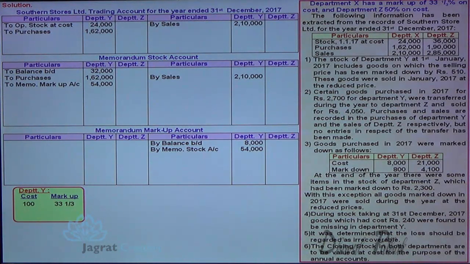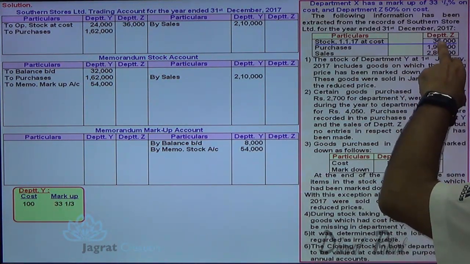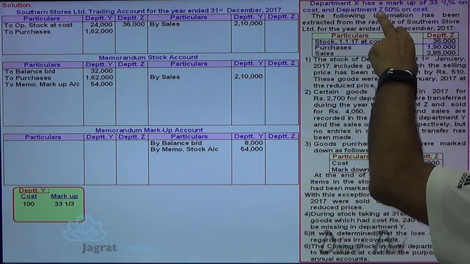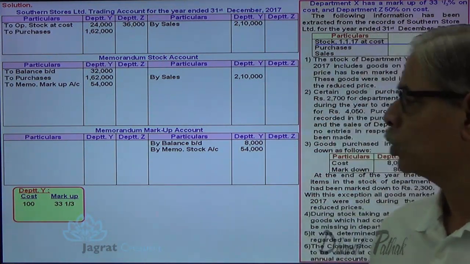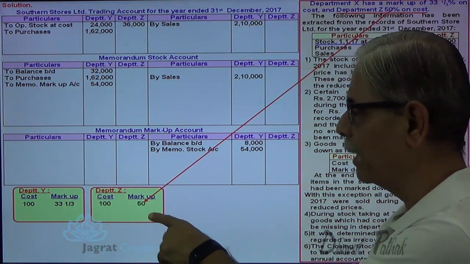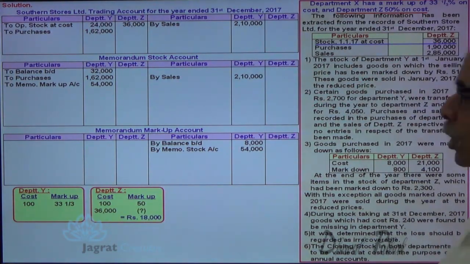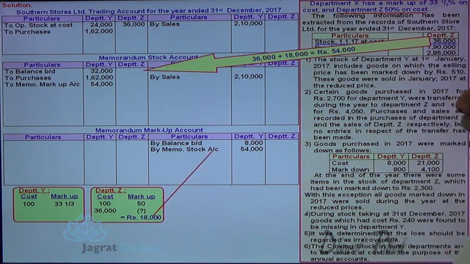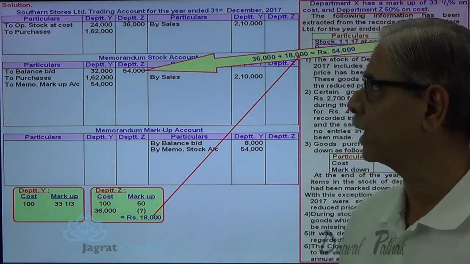Now I want to record Department Z. Opening stock, trading account debit, same way. Opening stock 36,000 plus profit element. Department Z has a profit element of 50% on cost. So let me prepare a working note for that. If cost is 100, load, or markup, is 50. How much for 36,000? 18,000. So 36 plus 18 is the price at which the opening stock is recorded in the Memorandum Stock Account.